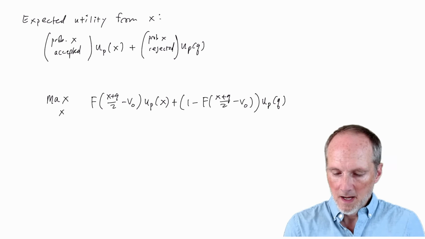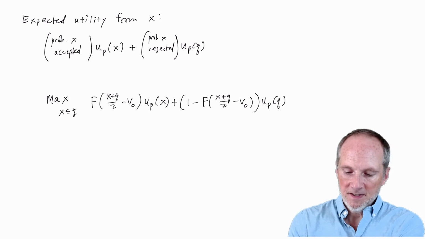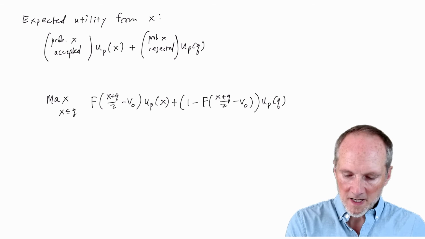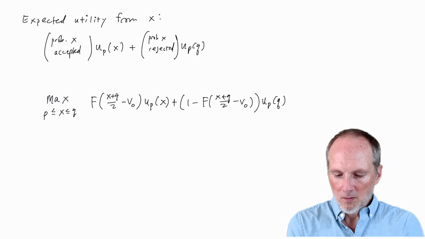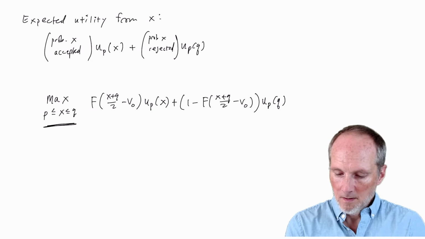So the politician's problem is this. I'm only going to consider proposals that are on the left-hand side, that is, on the politician side of the status quo, and we can also rule out the politician proposing anything on the other side of their ideal point. So basically, we'll think about policy proposals between the ideal point and the status quo, and then the politician will maximize this expression.